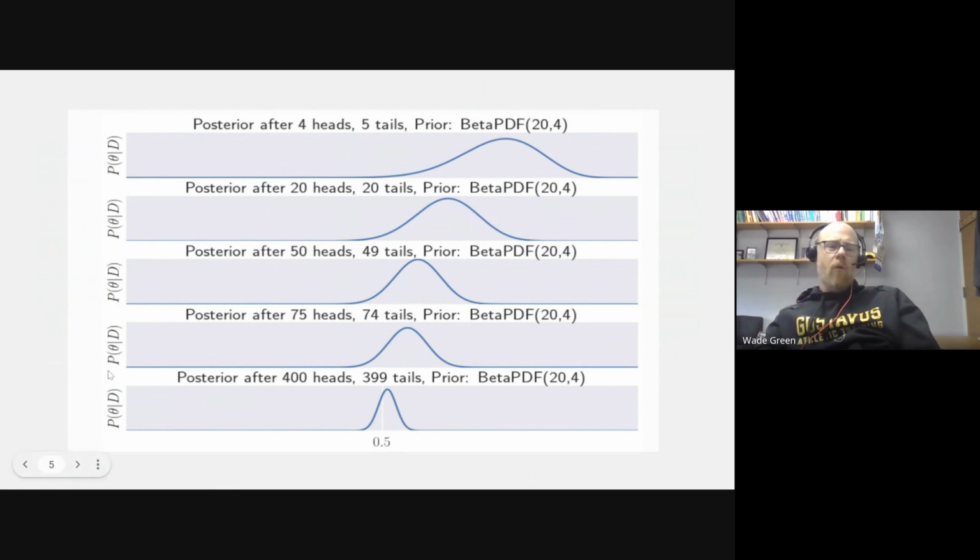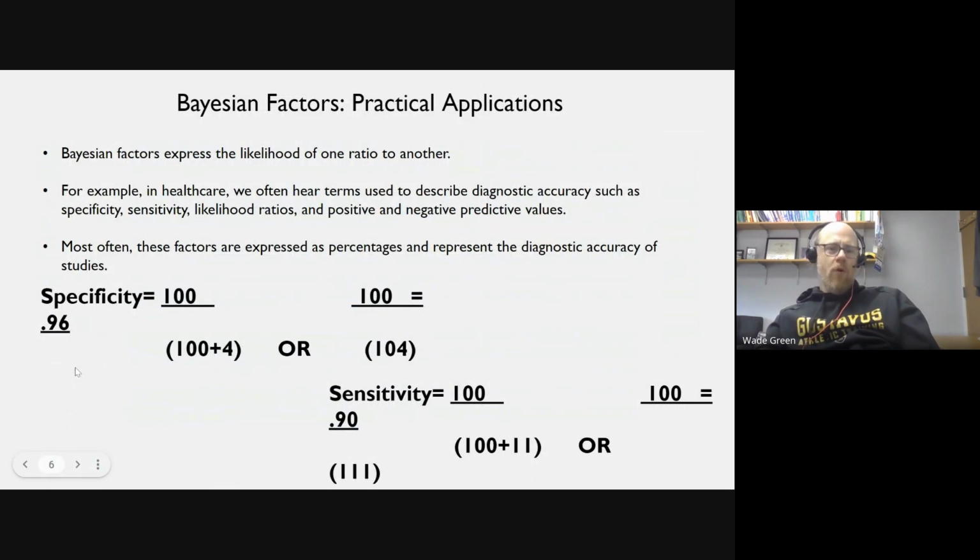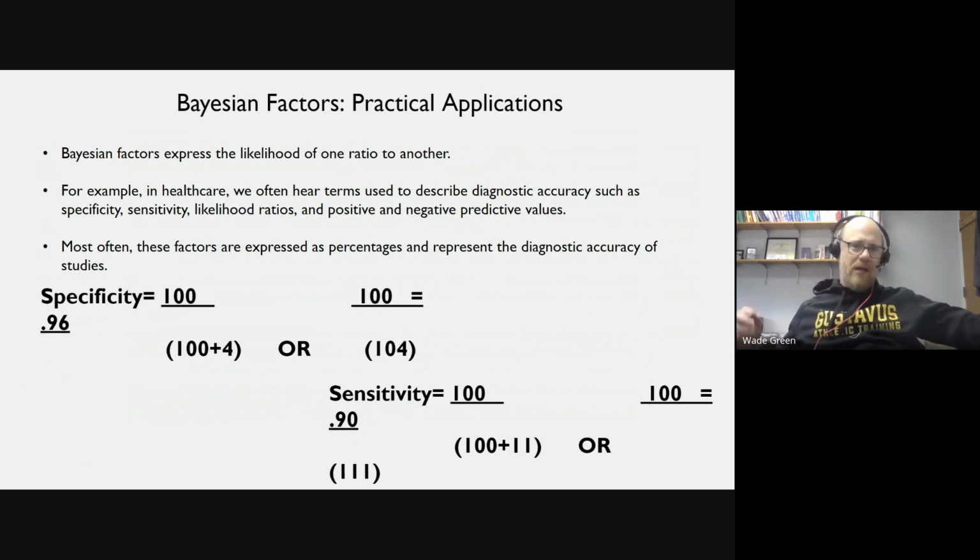Okay, so why do we care? Why in the world do we care about Bayesian methods? Why does it even matter? Okay, that's great that the probability changes over time. That's wonderful. But what does that mean practically? So generally speaking, we have our Bayesian factors that are used to express the likelihood of one ratio to another.